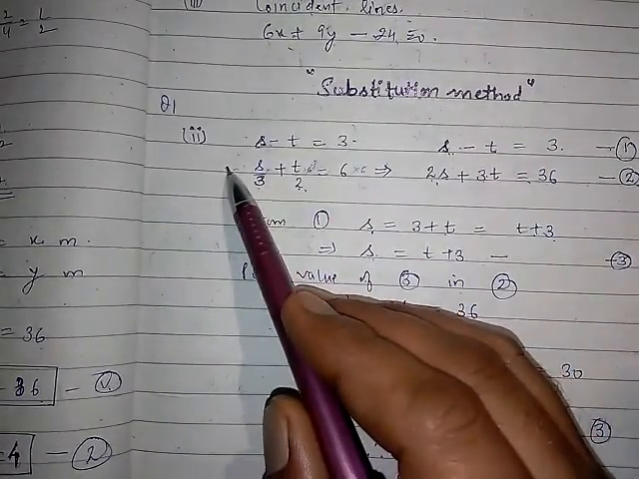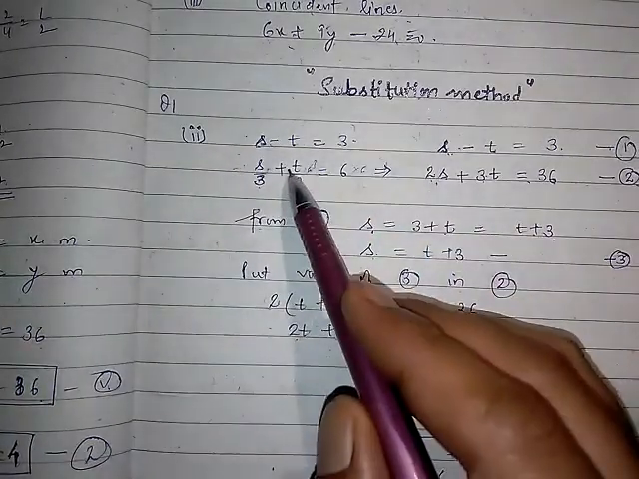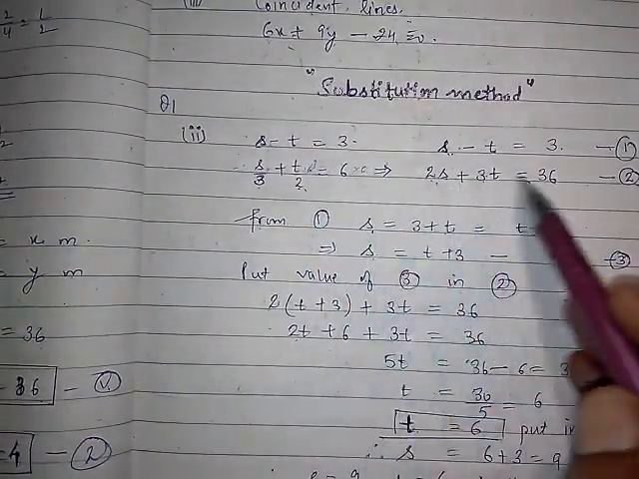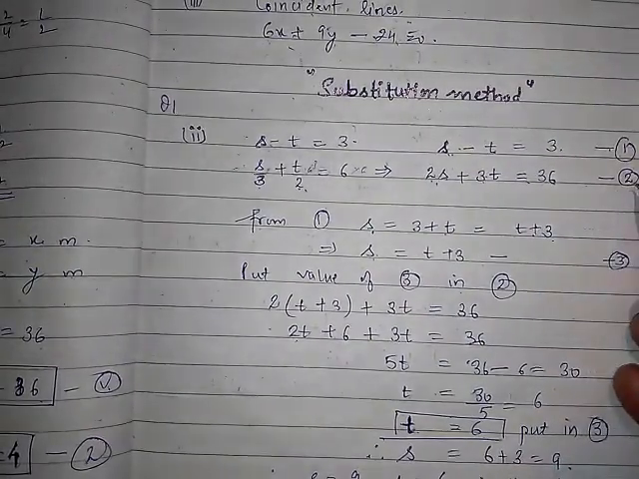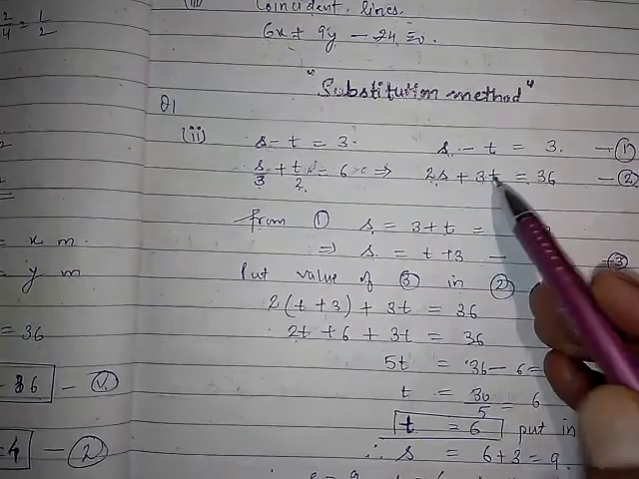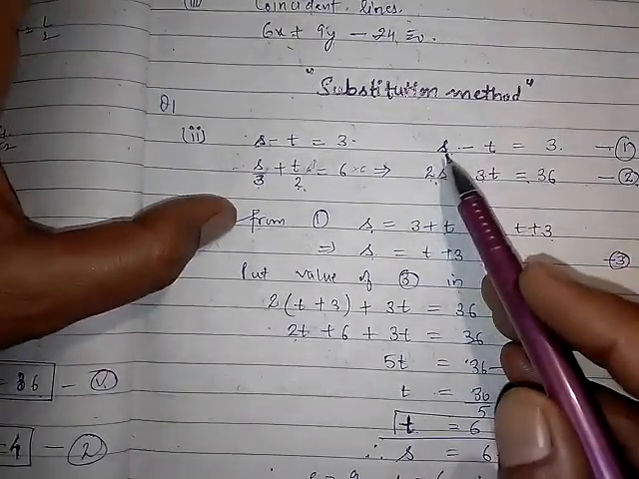Multiply this term by 6 here. You will get 2s. Multiply here by 6. You will get 3t. And here 6 sixes are 36. Clear? So give it equation number 2. Now this is also in the simple form. Now the method begins from here.